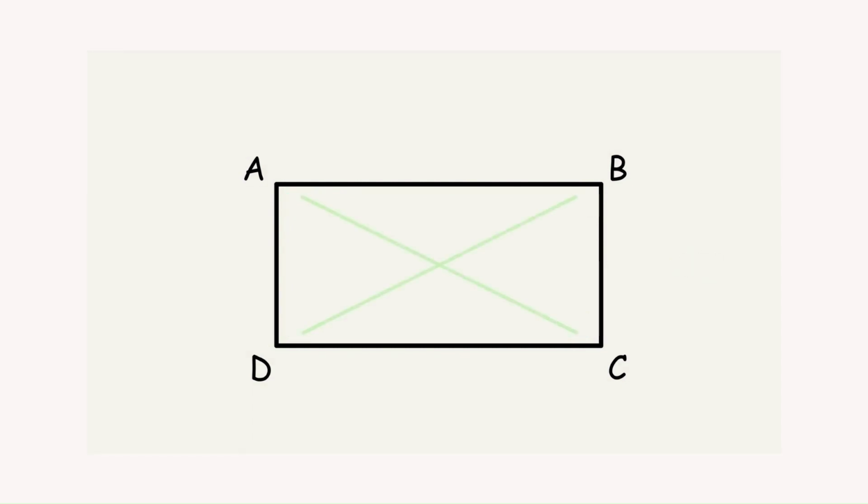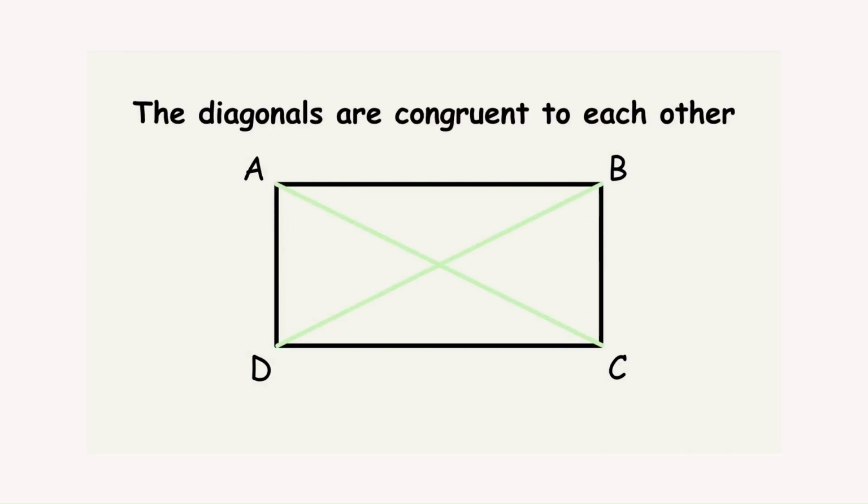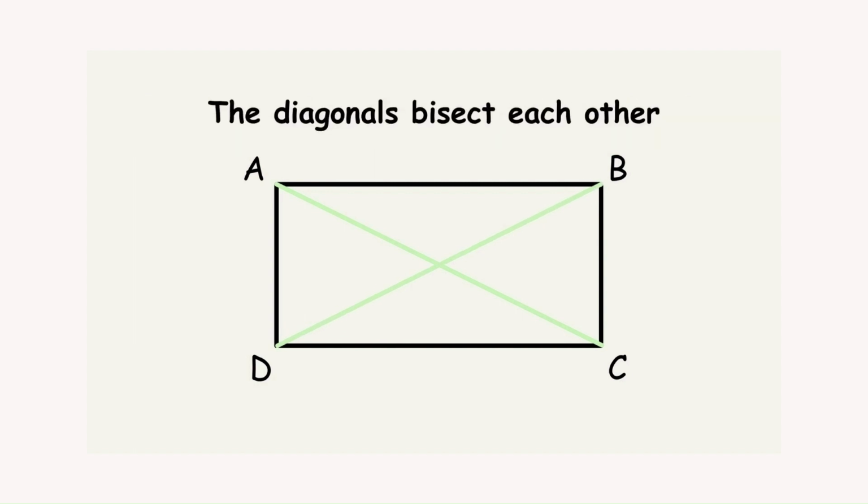Now, the next thing you need to know are the diagonals. The diagonals are congruent to each other. So diagonal AC is congruent to diagonal BD. Also, the diagonals bisect each other. What that means is that AE is congruent to EC and BE is congruent to ED, which makes E the midpoint of AC and E is also the midpoint of BD. So those are some basic properties of rectangles, and now we have learned what a rectangle is.